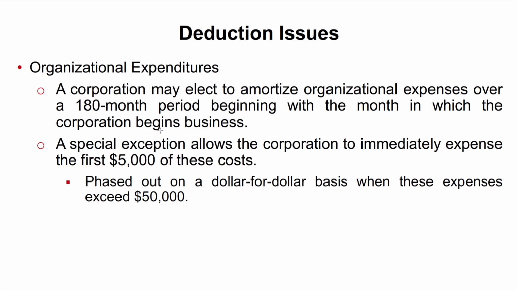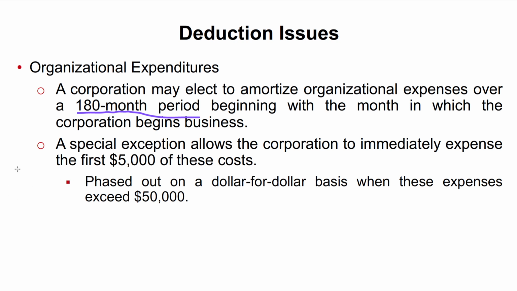The rule is that we're going to amortize the organizational expenditures over a 180-month period, beginning with the month in which the corporation begins business. And we use the full month method. So it doesn't matter whether it starts at the beginning of that month or the end of the month, we do a full month for that month.